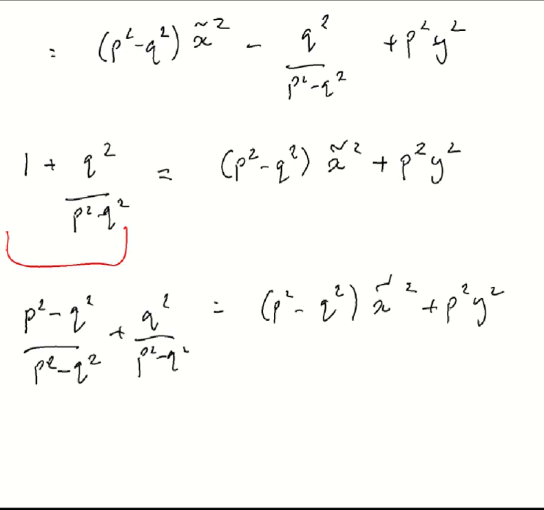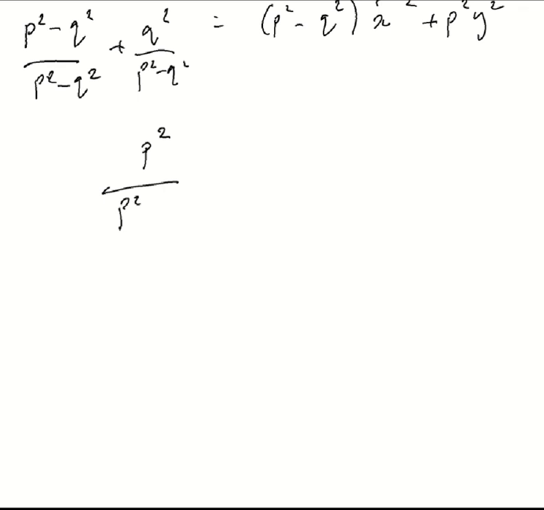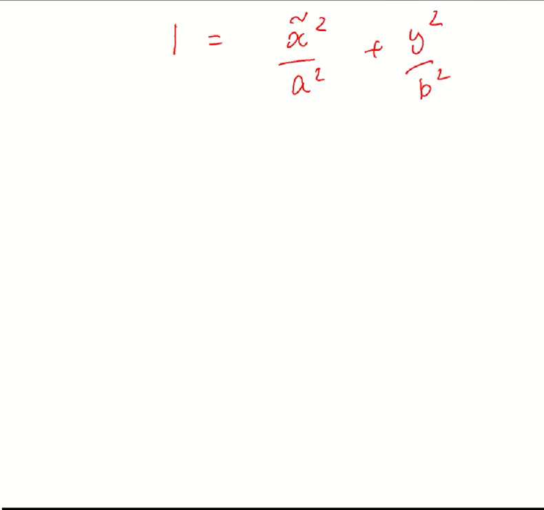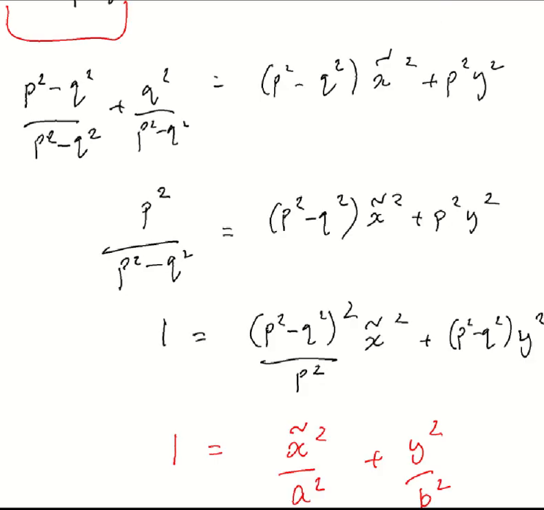Oh, and look at that. Look what happens. The denominator simplifies magically to this. Divided by the left-hand side gives me this. And now we know, because we've got to have 1 equals, in this case, because we're centering at the origin, x over a squared plus y squared over b squared. And so now we know that A is going to be equal to P over P squared minus Q squared, and B is equal to 1 over the square root of that.